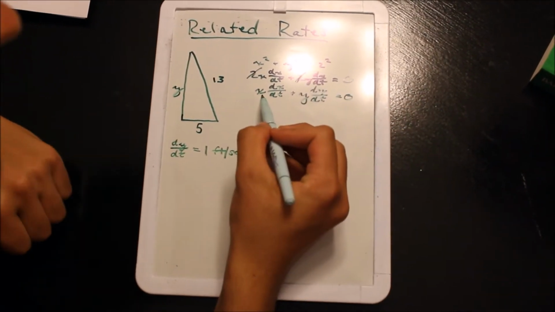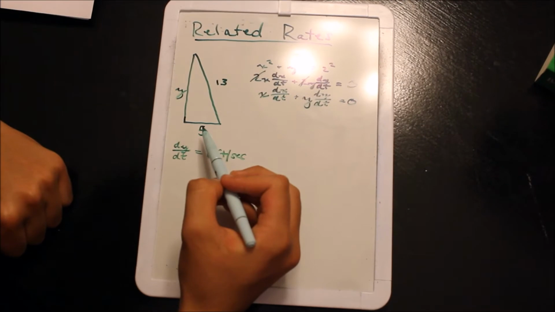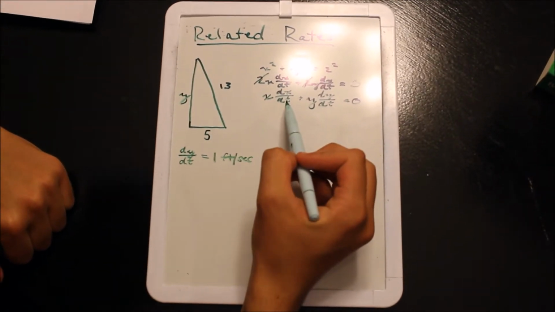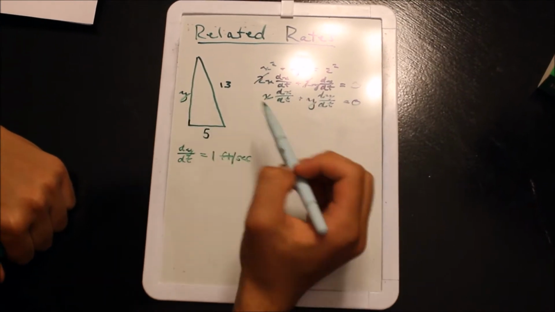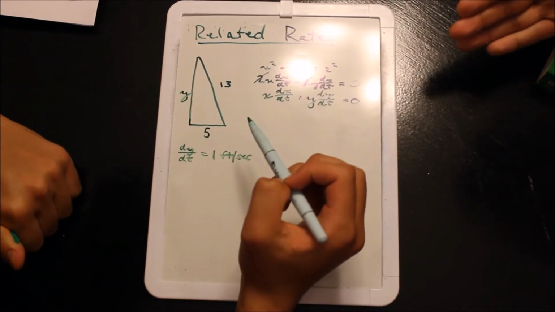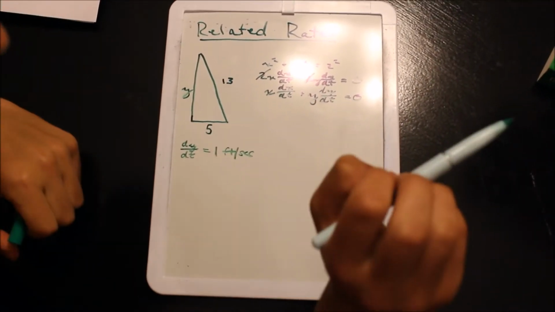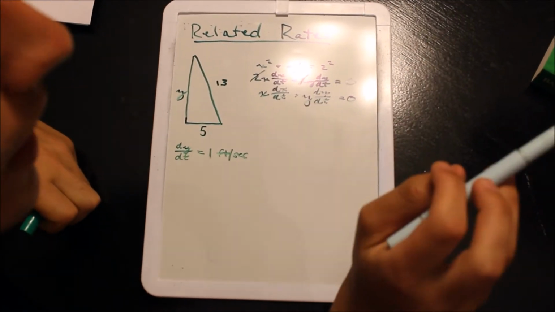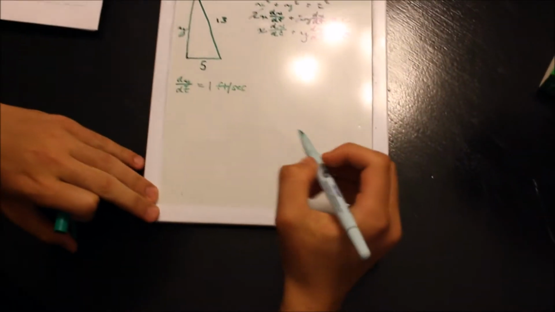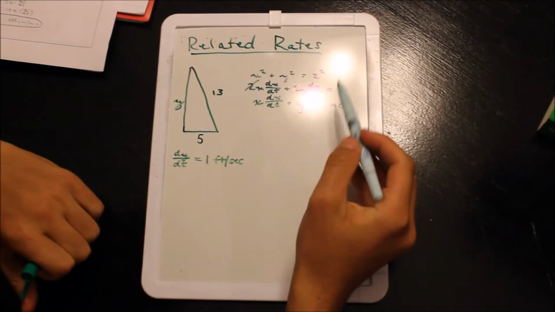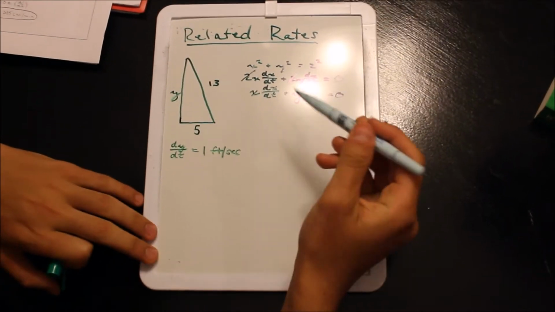Now, the x is our 5 from over here, which represents the base of the wall. And then here's our dx/dt, which is the rate at which it's changing. The same is for the y and the dy/dt. But we don't know y, son. We don't know y. How do we do that? Let's figure it out. Okay. So, we're going to solve y by coming back to our Pythagorean theorem.